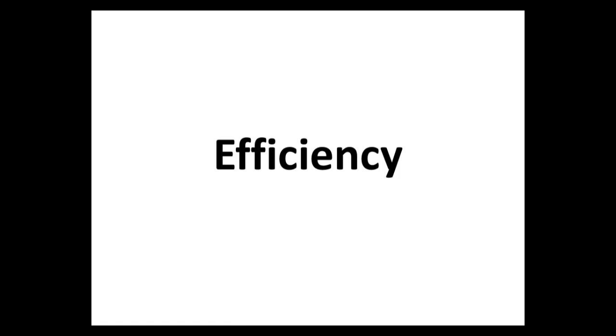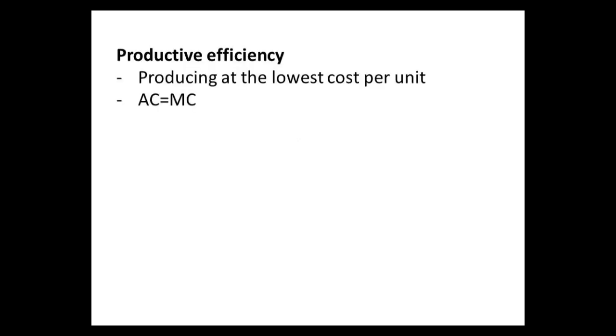This video explains the three different types of efficiency and then applies them to the different market structures that we've learned about. The first type is productive efficiency. This is producing at your lowest possible cost per unit and is therefore found where AC equals MC, because we know that our MC curve cuts the AC curve at the lowest point.